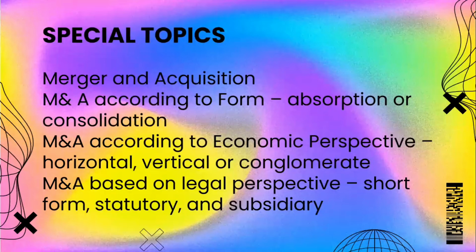Okay, so let's now go to the different classifications of merger and acquisition. So number one, we have merger and acquisition according to form. So we have absorption or consolidation. So when we say absorption, this is done when a company takes over another company. So normally the latter are in a more disadvantageous position.